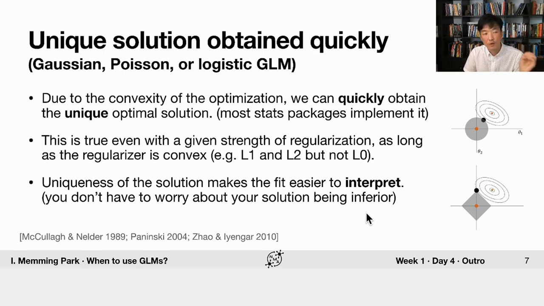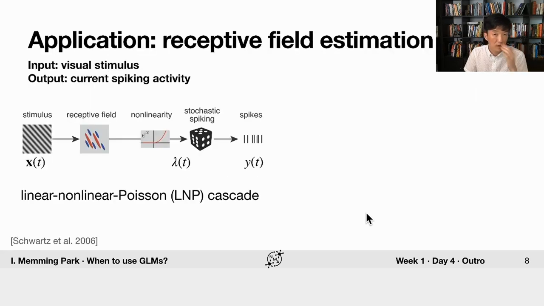Okay, so we're going to explore a series of applications. Let's start with a simple receptive field estimation in the visual area. In this case, we're going to discuss input being some visual stimuli and the output being some spikes. You've done a temporal version of this in your tutorial. I'm going to show you a spatial version.